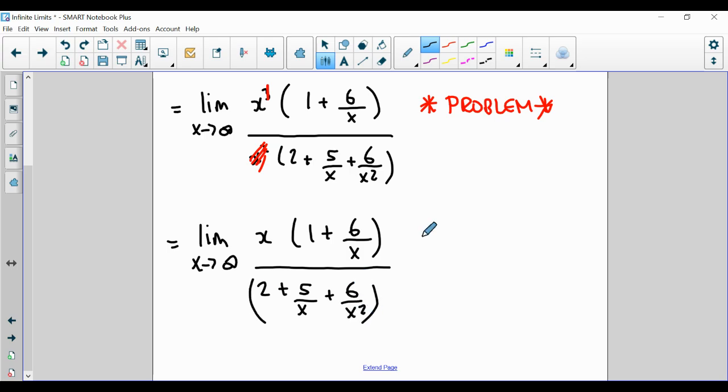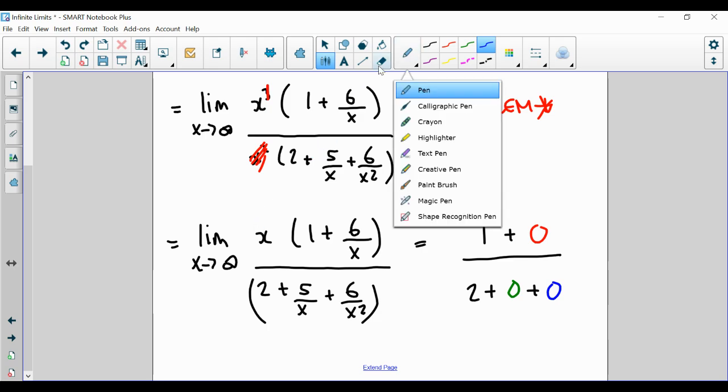Now again, I can use the properties of limits like in the last example. What's the limit as x approaches infinity of 1? It's going to be 1. Plus the limit as x approaches infinity of 6 over x, well, that is 0. Over the limit as x approaches infinity of 2, that's just going to be 2. Plus the limit of 5 over x, that's going to be 0. And then plus 6 over x squared, that limit is also going to be 0.